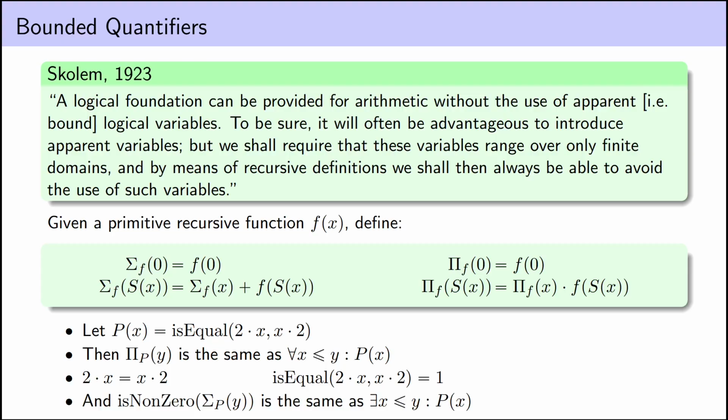Similarly, the sum of p of 0 through p of y is going to be at least 1 if p returns true for any of the values between 0 and y. So if we add an is-non-zero function outside, so we actually output a Boolean, it's the same as saying there exists an x less than or equal to y such that p of x. So now we can express bounded existential quantifiers as well.